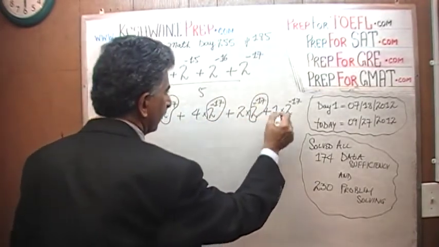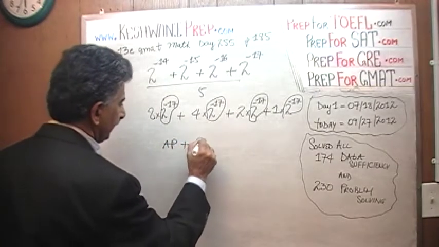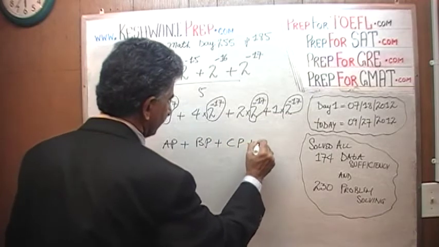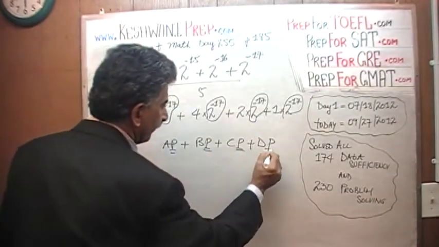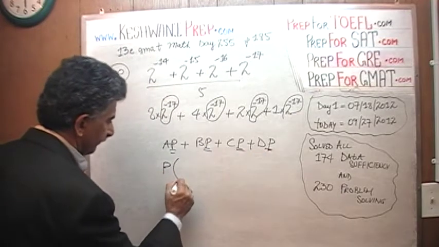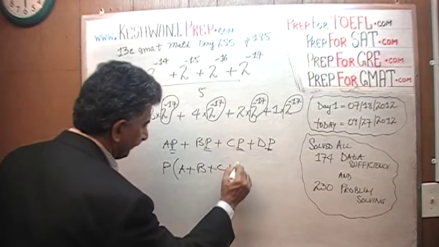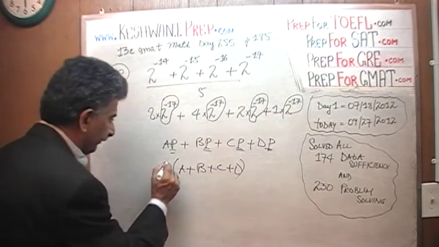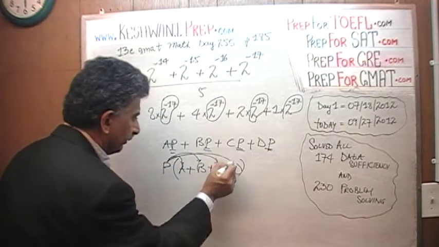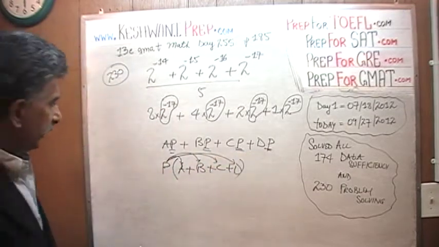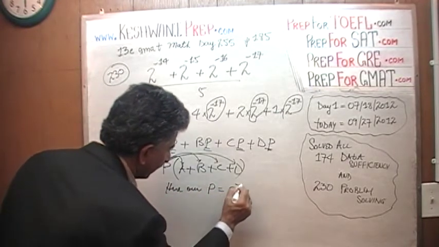this part right here, 2 raised to negative 17, as, for example, if we had a times p plus b times p plus c times p plus d times p, this quantity p is common in all of them. It can be taken out common, and you'll end up with p times a plus b plus c plus d, because when you open the parentheses, we end up with p times a, p times b, p times c, and p times d, exactly. So here, our p equals 2 raised to negative 17.